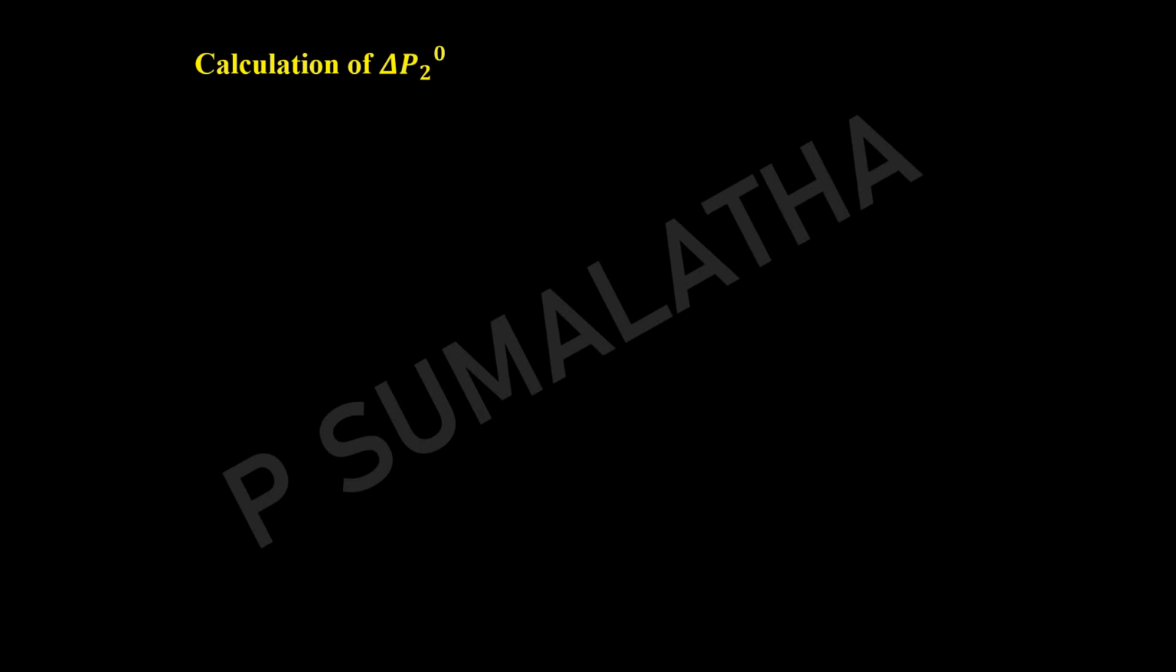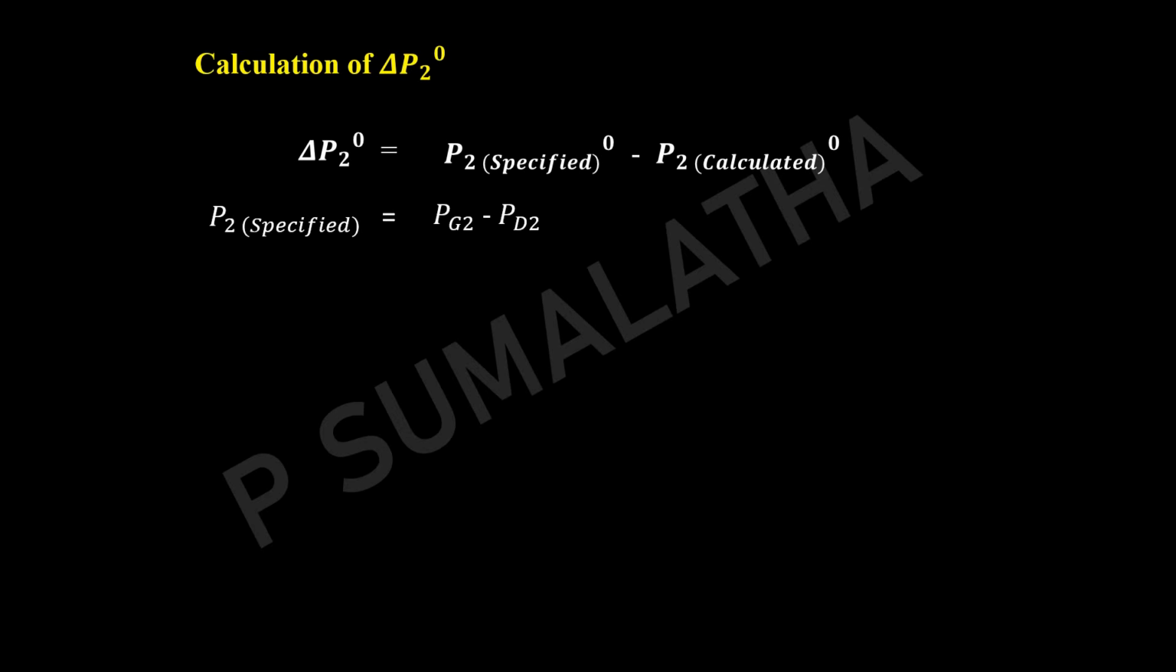So calculation of delta P2 at 0th iteration, that is P2 specified minus P2 calculated. We know the P2 specified value is generation minus demand of that particular bus. So the two values are given. Generation is 0.5, demand is 0. So it retains the value 0.5 per unit.